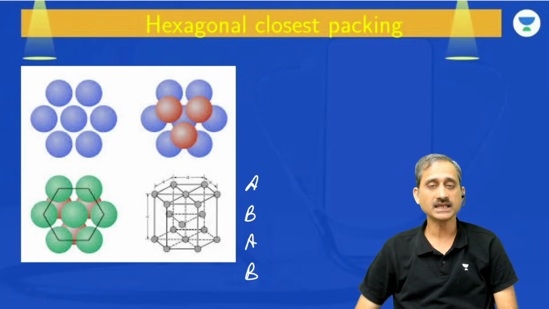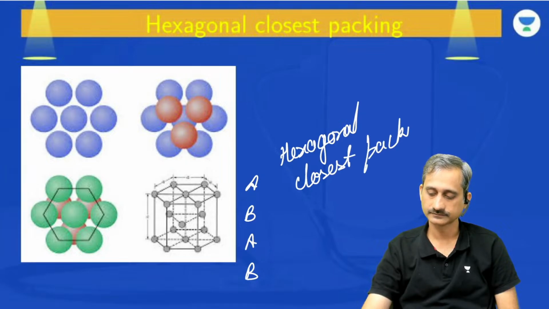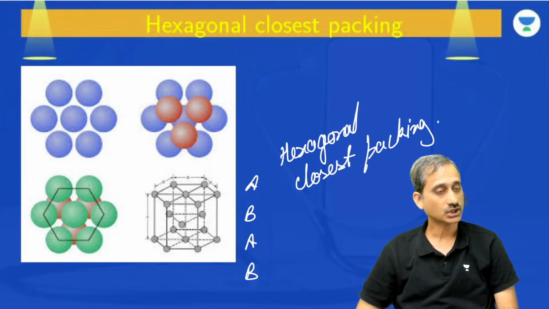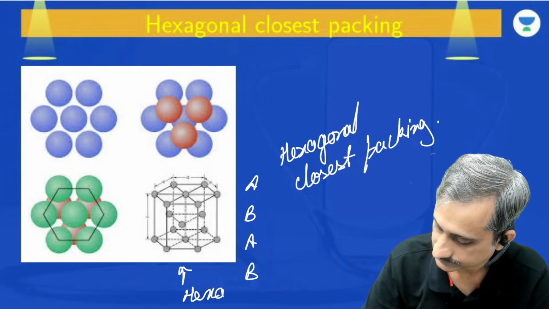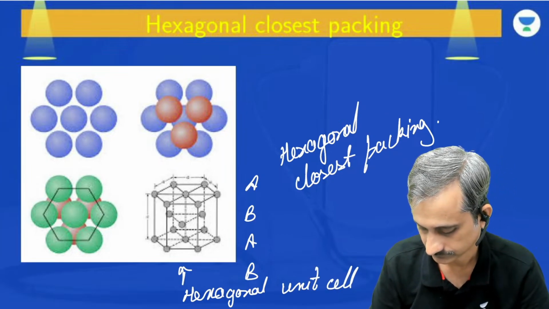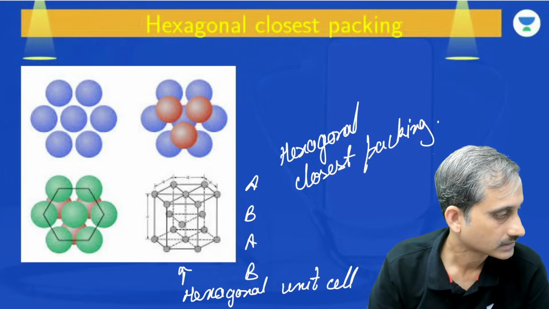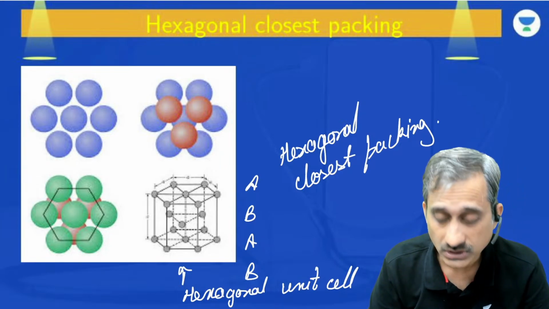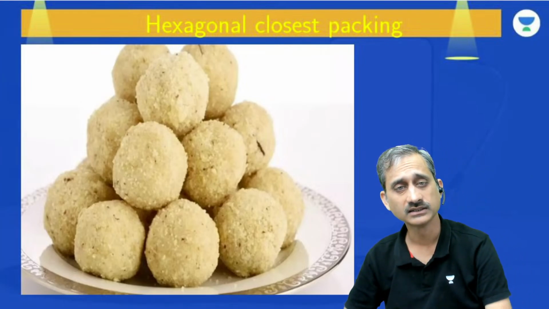Clear? Now, ABAB arrangement of the hexagonal layers is called the hexagonal closest packing. The hexagonal closest packing is the AB arrangement of the particles. And this thing which we have got is called the hexagonal unit cell. So this is the hexagonal unit cell. Fine. I know this is a confusing part. No problems. Now, when we talk about this solid state, this hexagonal unit cell, I believe this arrangement you have seen many times.